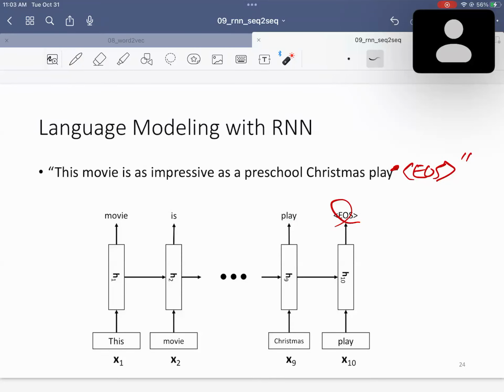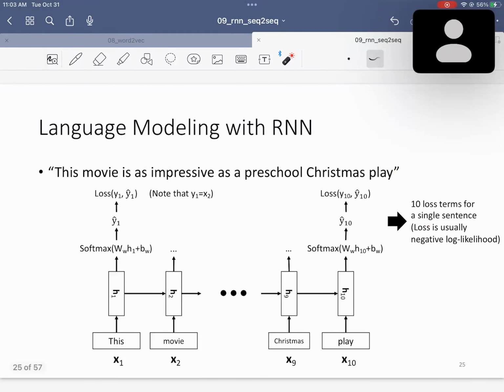So in terms of loss functions, how many loss functions will there be? There will be 10 loss functions, as opposed to sequential prediction with sentiment classification. In sentiment classification, you have only one loss function, the binary classification. The binary classification happens only once at the last step, right? So there's only one loss function. But here in the language model, there are 10 loss functions because you predict 10 times.